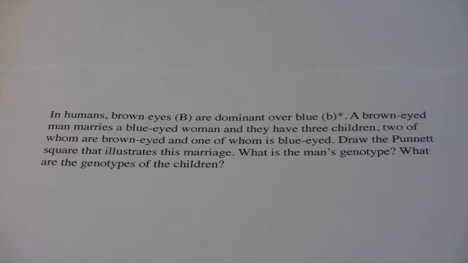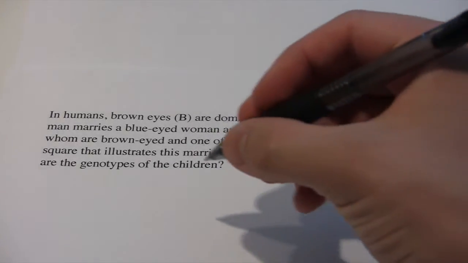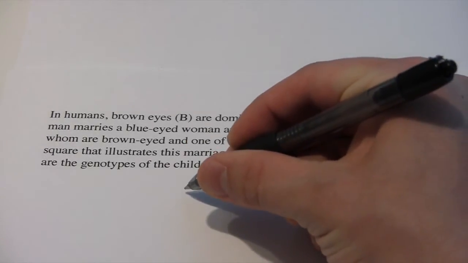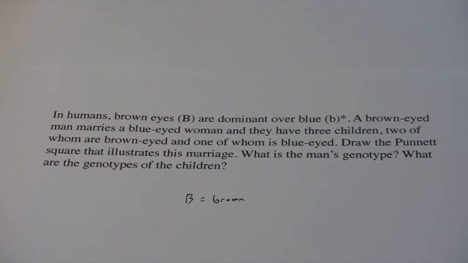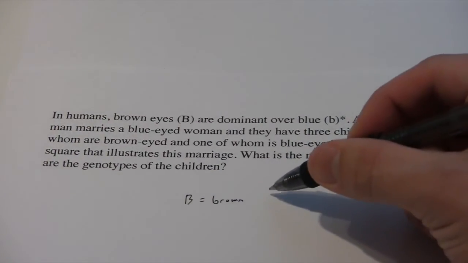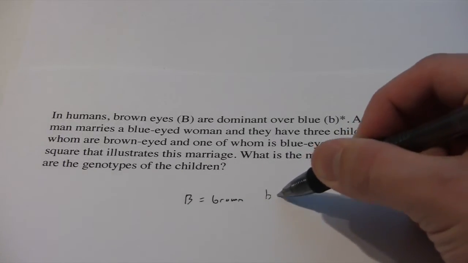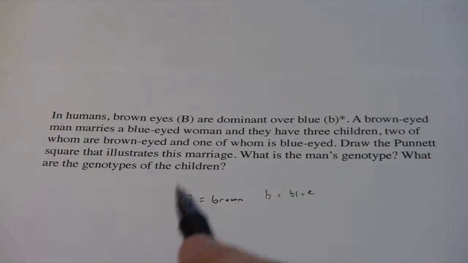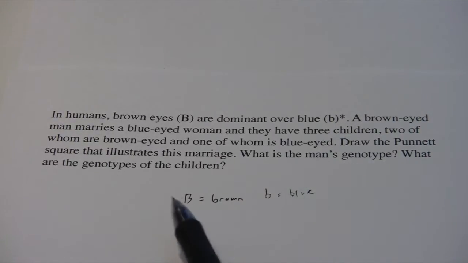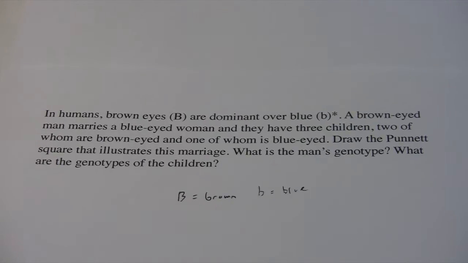Okay, so let's just break this down step by step and see what we can figure out. Okay, so what does the problem give us? We know for our first fact that the capital B is the brown-eyed allele. And then by the converse of this, the lowercase b is the blue-eyed allele. So we know that with respect to each other, the capital B for brown eyes is dominant over the blue eyes, lowercase b.